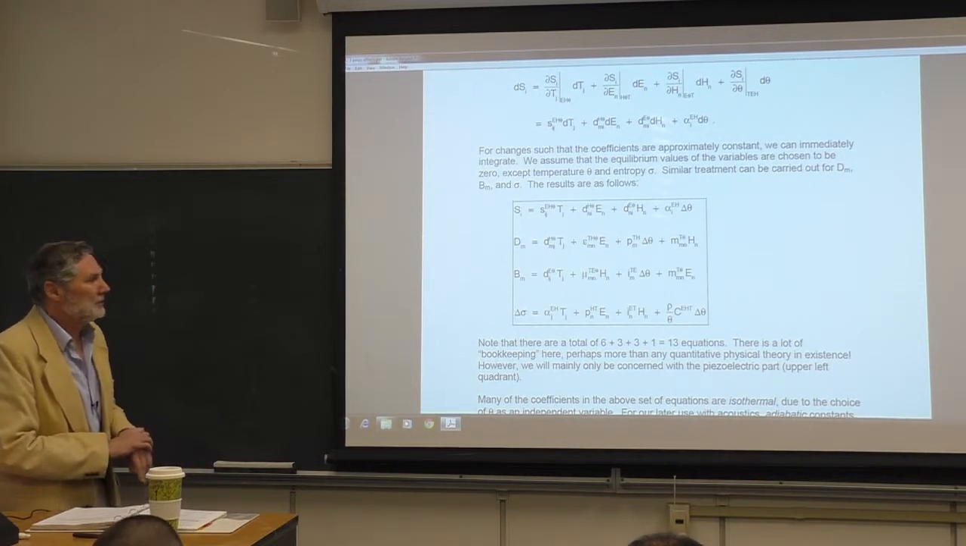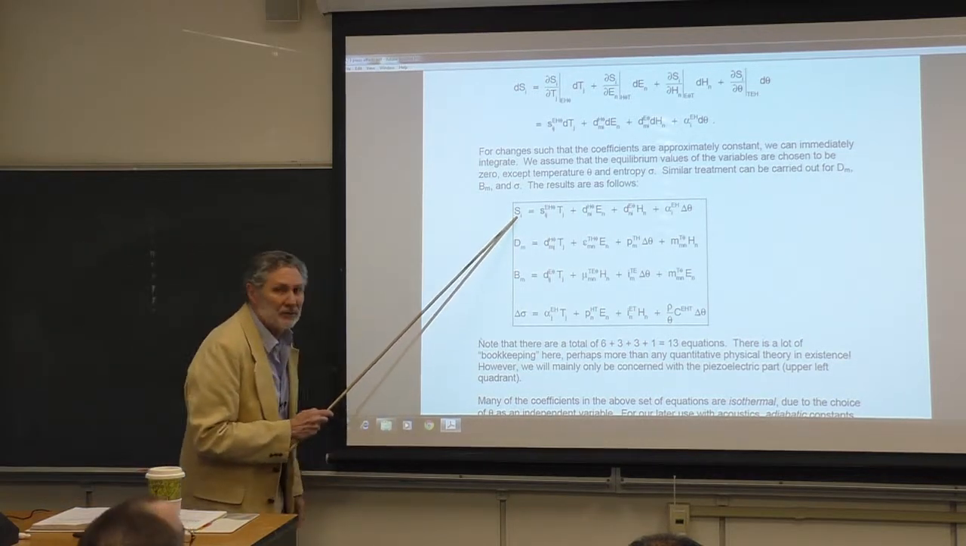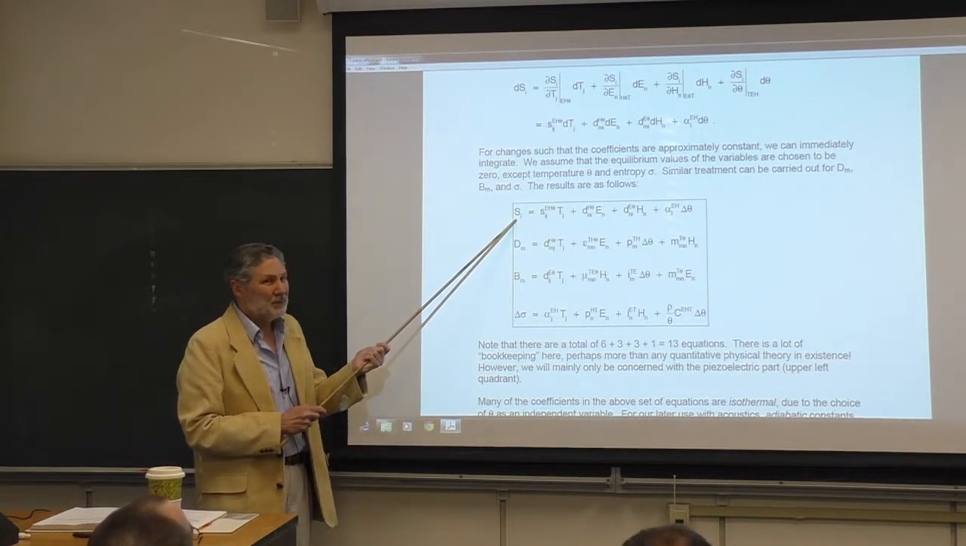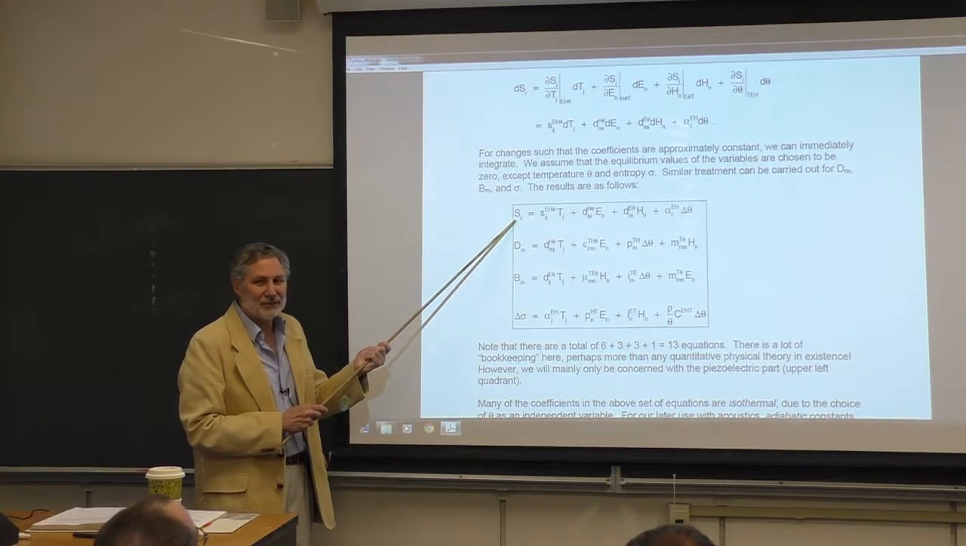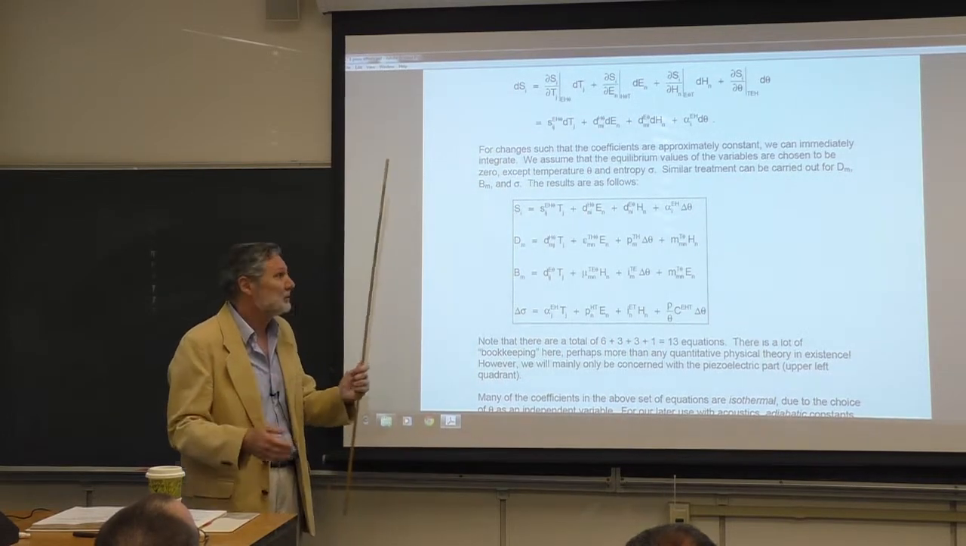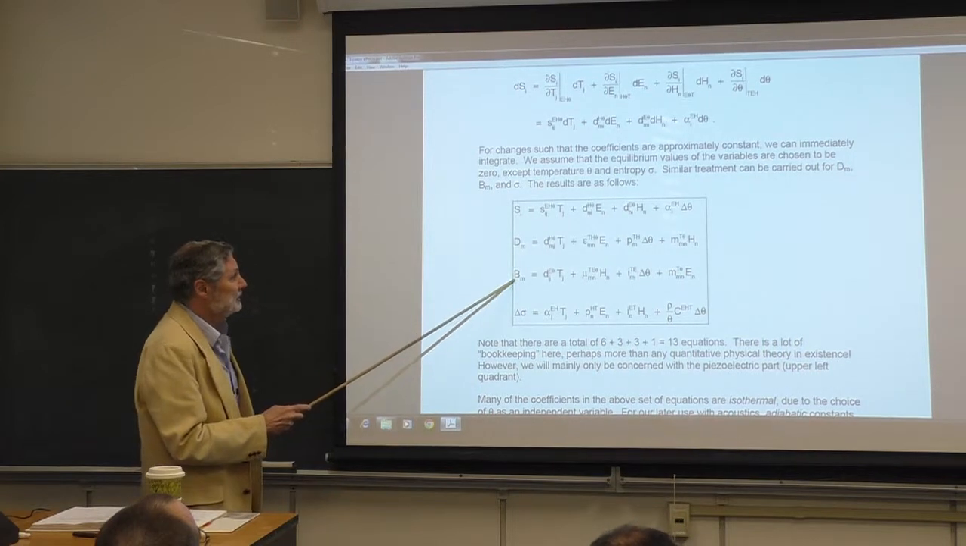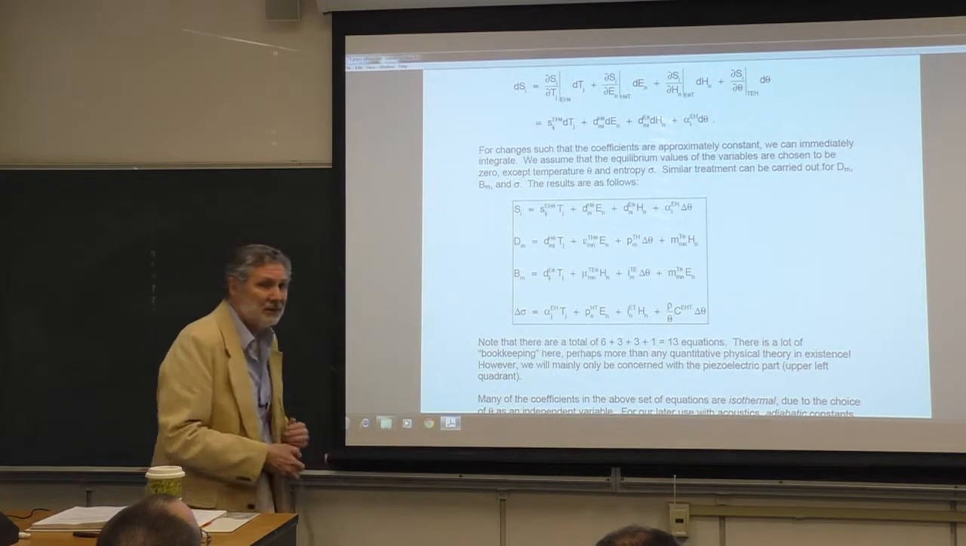And there's a huge amount of bookkeeping here. How many equations is this? Well, you remember how many different stresses are there? How many different strains are there? There's 6. Remember? 3 tensile, 3 shear. So this is 6 equations. This is 3 equations, 3, and 1 equation. So there's 13 equations here.